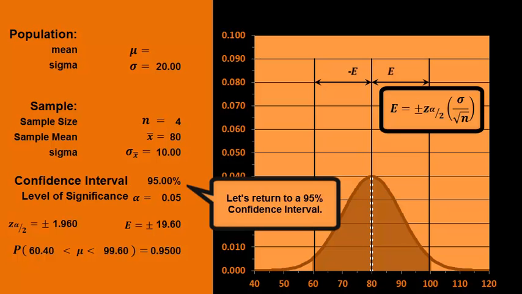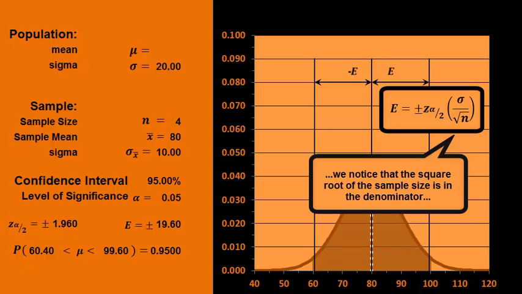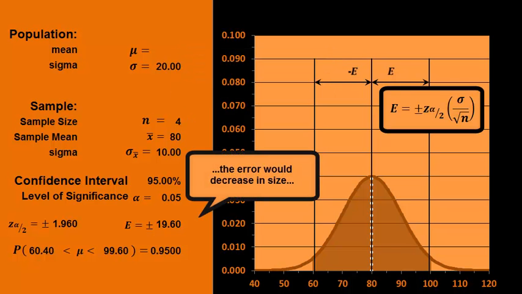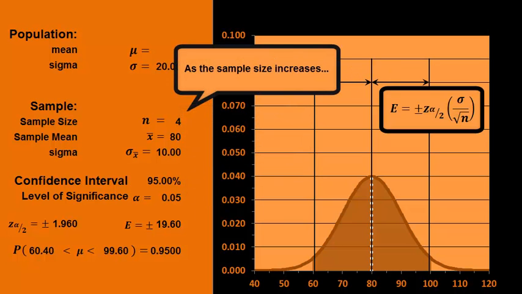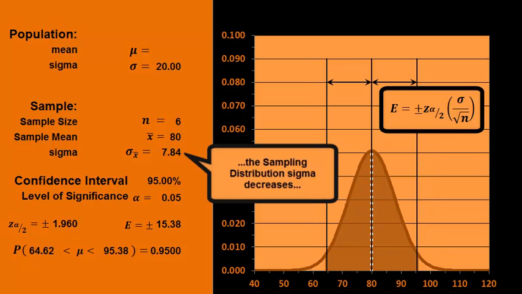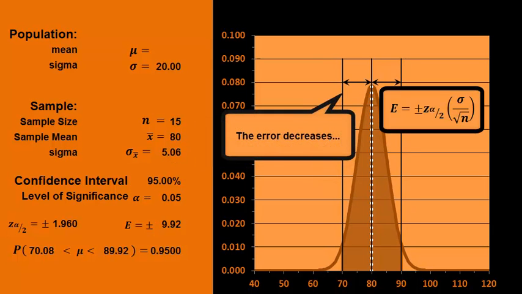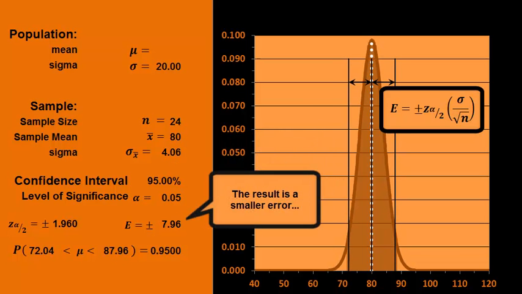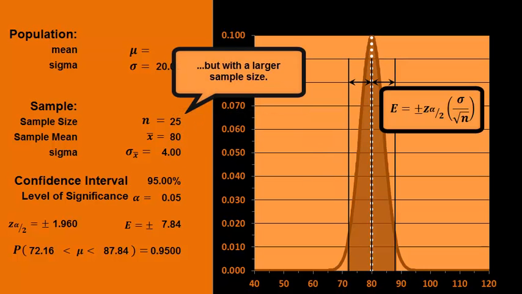Let's return to 95% confidence interval. By inspecting the equation for the error, we notice that the square root of the sample size is in the denominator, which implies that if we were to take larger samples, the error would decrease in size for the same confidence. As the sample size increases, the sampling distribution sigma decreases, which changes the shape of the sampling distribution. The error decreases, but the area between the interval limits remains the same. The result is a smaller error with the same confidence level, but with a larger sample size.